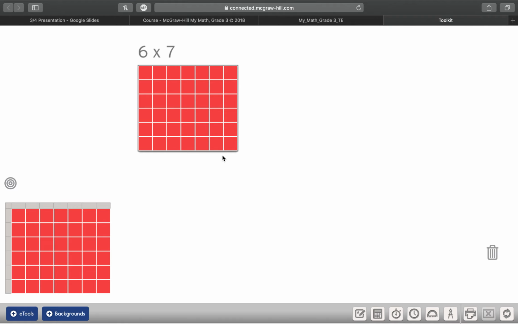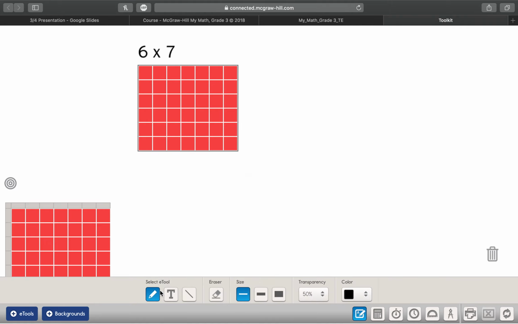So I'm going to use a different strategy today. I'm going to break it apart. I'm going to break my array into 2. So I'm going to get a pen and show you how I'm going to break that. There's a few different things that I could do, but what I'm going to do right now is break it in half this way. What if I break it in half this way?